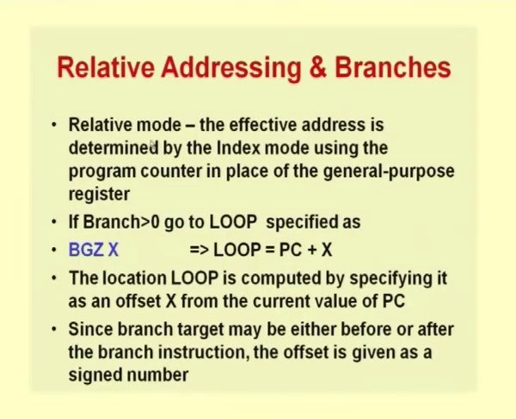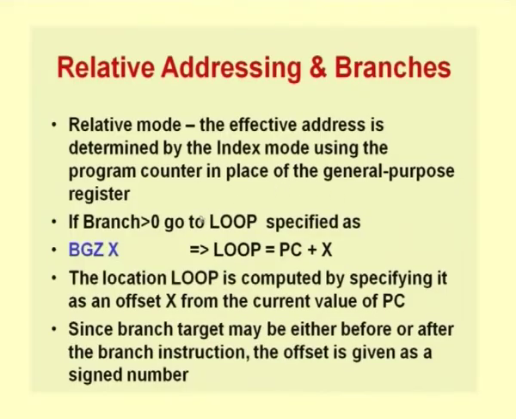So, we said relative addressing mode is calculating the effective address by adding the program counter to the index value. It is similar to the index mode, except that you are using the program counter in place of the general purpose register. So, if I have an instruction like this, if branch greater than 0, go to loop, this would be specified as branch greater than 0 x. What is the meaning of this?